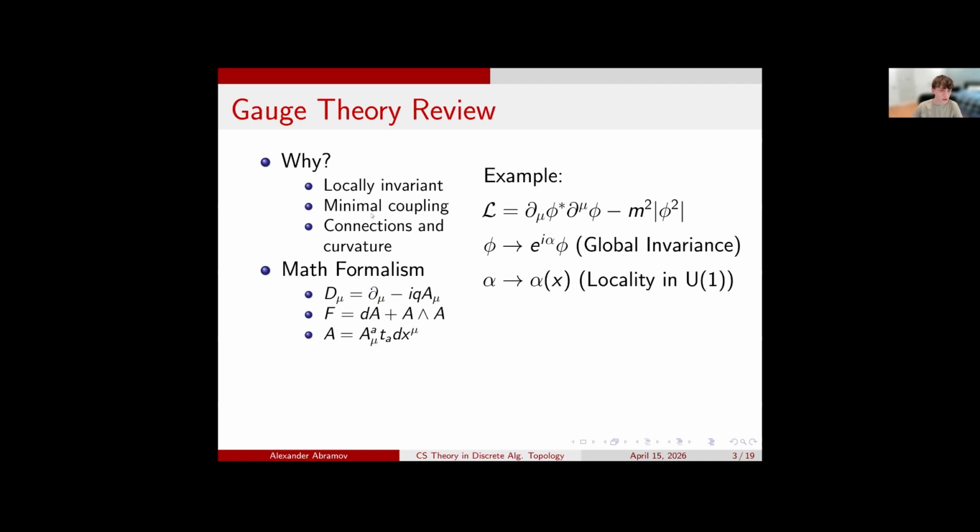If we start off with, okay, I'm going to actually start writing stuff. If we look at this term here, this first partial with respect to the Minkowski space, we can map this term onto, using the global invariance, we should get e^{iα(x)} multiplied by the symmetric.